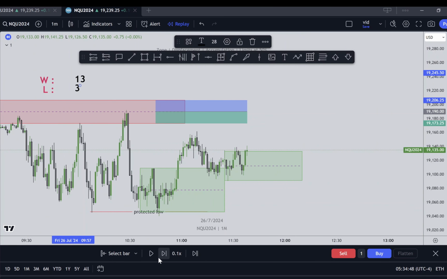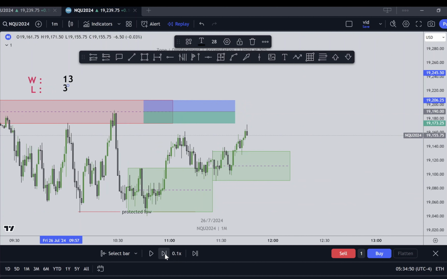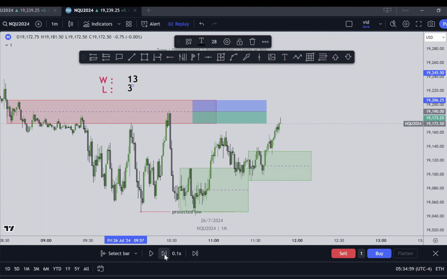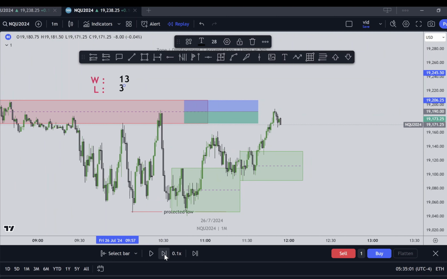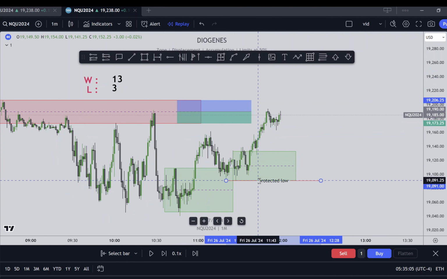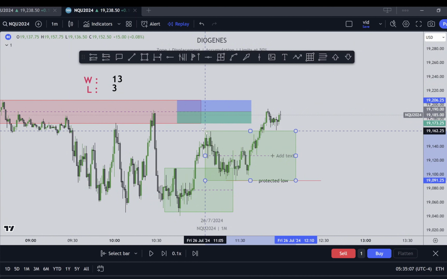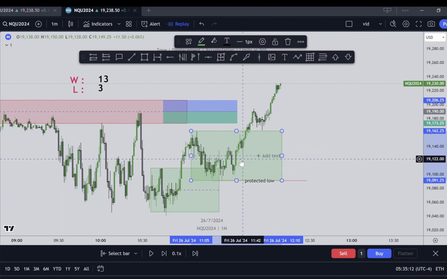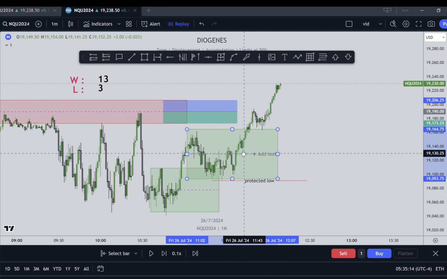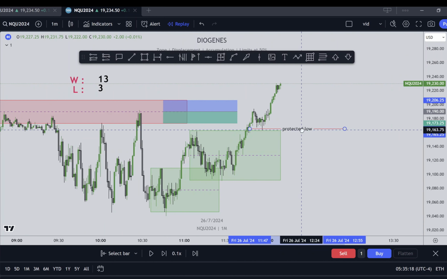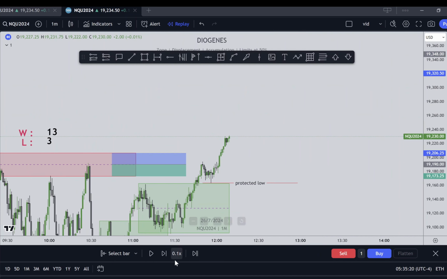This is all what the market does, guys. So imagine if you go to the 5-second, imagine how many trades you could get, right? So this is our protected low now. This is our zone. Let's see if price comes back to it again. No. We'll keep it here. If price comes back to it again. This is now our protected low.